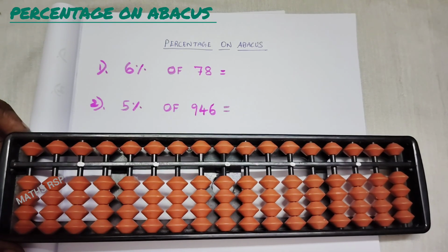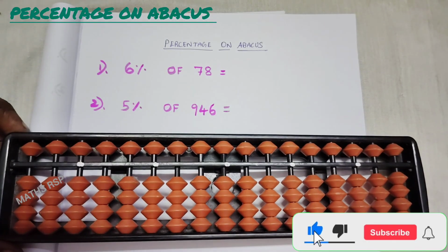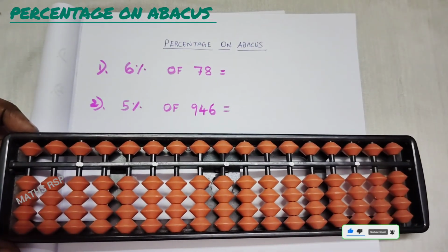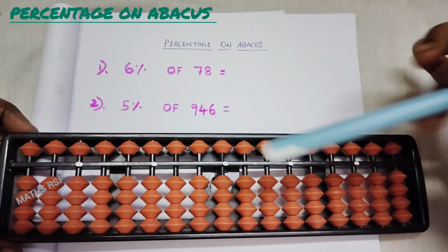Hello friends, in this video we are going to solve two different percentage problems on Abacus. Okay, let me start the first question. 6% of 78. First step, we need to choose the rods from where we need to start the multiplication process.